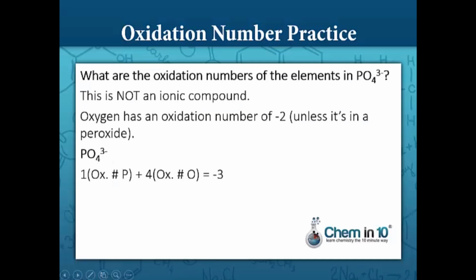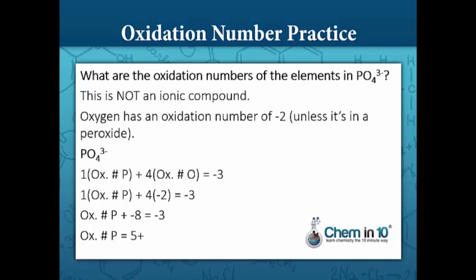So we know that the oxidation number of oxygen is -2. So we get that the oxidation number of phosphorus plus 4 times -2 is equal to -3. 4 times -2 is equal to -8. We add 8 to each side and we get the oxidation number of phosphorus as 5+.